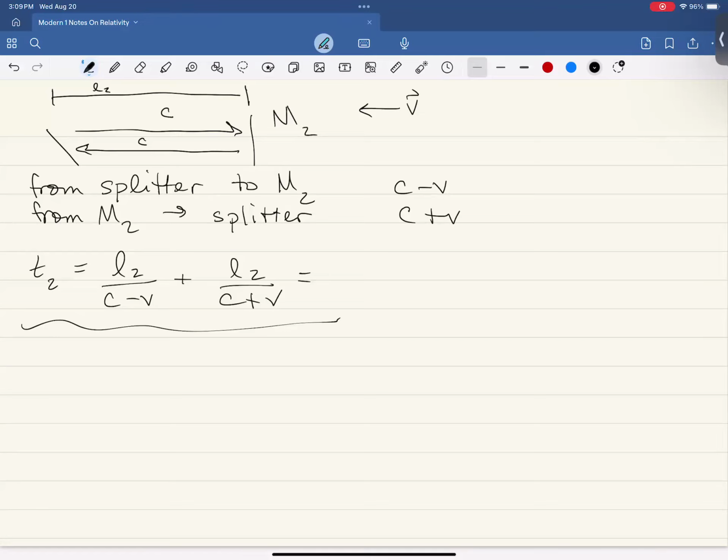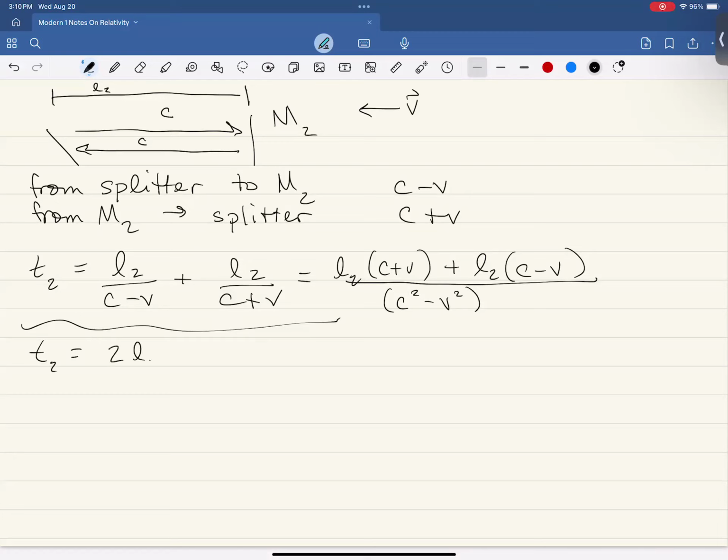Now we can do a little bit of algebra here, if we'd like, and add these two together. So if we do that, we get L2 times C plus V plus L2 times C minus V all over the common denominator of C squared minus V squared, which would be, of course, C plus V times C minus V in the denominator. All right, that's what we've got. Now, when we solve that, T2 is then equal to, the V's cancel out, so the L2V minus L2V cancels out. So we end up with 2L2C over C squared minus V squared. So that's what we end up with for T2. Okay.